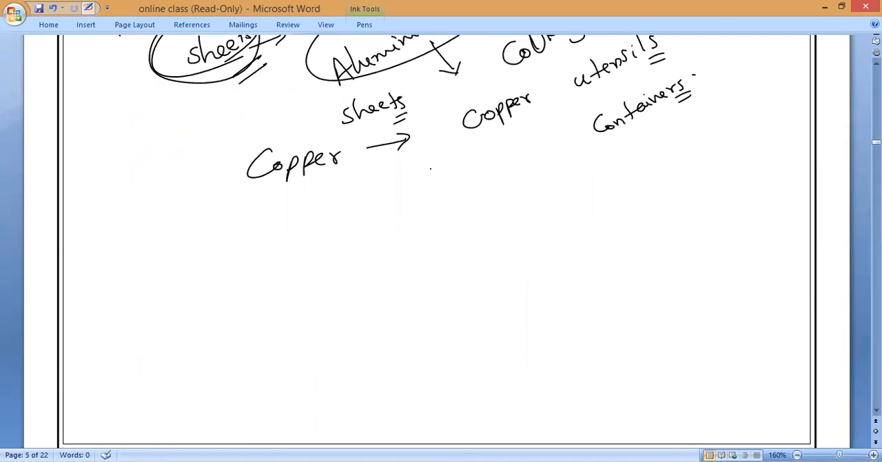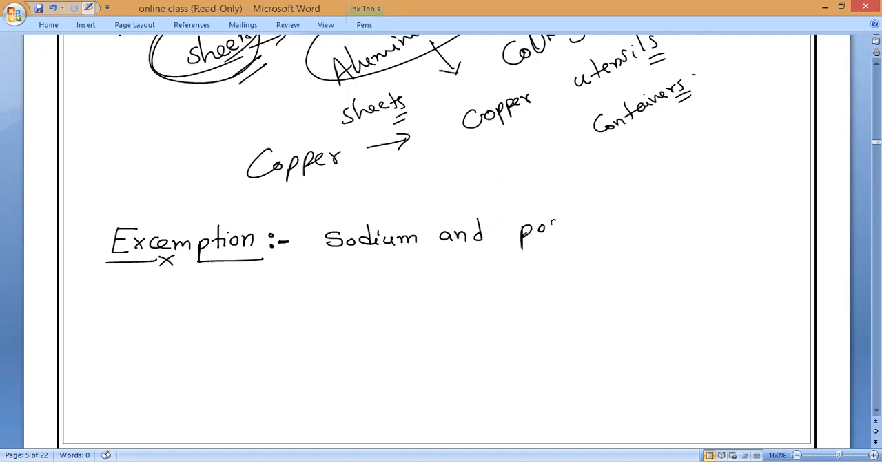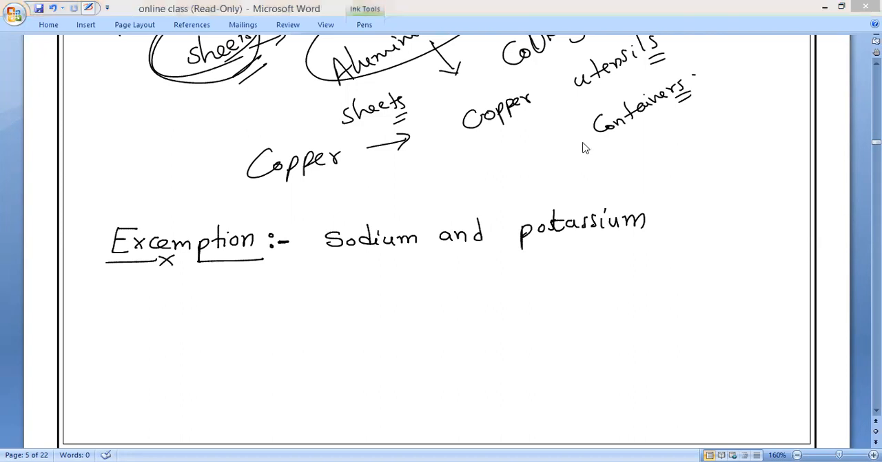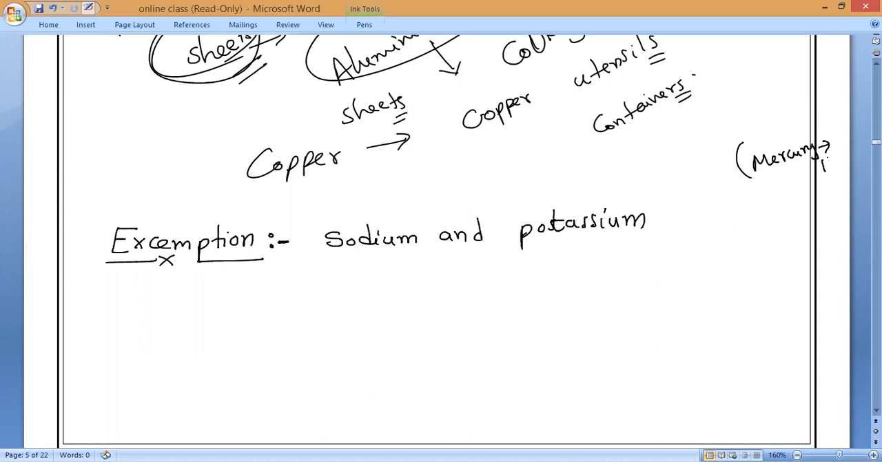Understand? Now, the exemption. Exemption means some metals won't show malleability. All of you observe very carefully: sodium and potassium. They are solid in nature. But now you tell me, will mercury show malleability? No. What is the state of mercury? Liquid. Liquids will never show malleability. But sodium and potassium, what state are they in? They are in solid state.